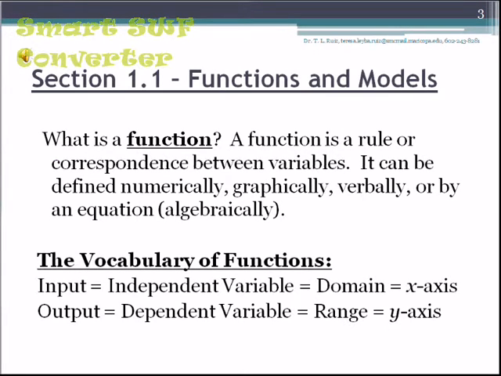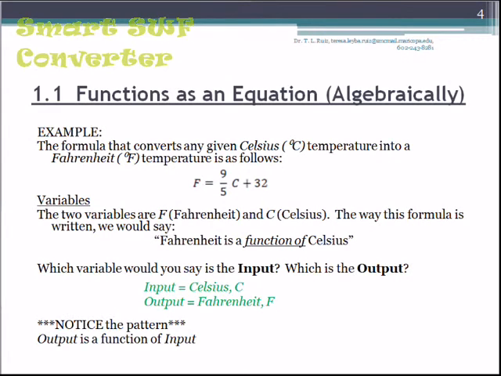First of all, what is a function? A function is a rule or correspondence between variables. It can be defined numerically, graphically, or by an equation, which we say is algebraically. We need to know the vocabulary of functions. We talk about input and output variables. The input is the independent variable, also called the domain, and you might know it as the x-axis. The output variable is known as the dependent variable. It's also called the range, or it can be found on the y-axis.